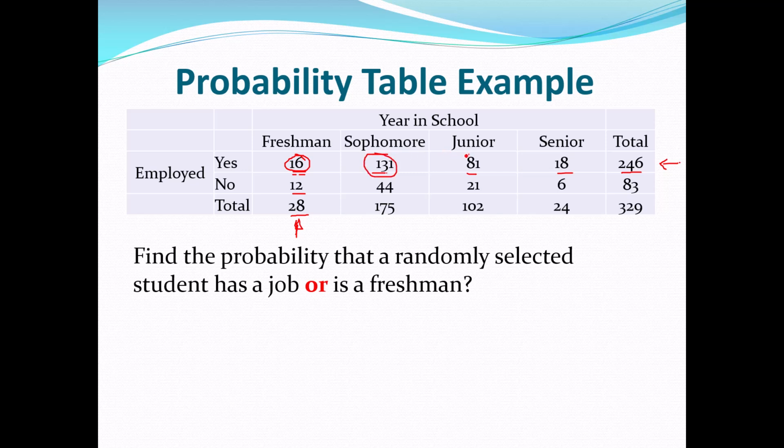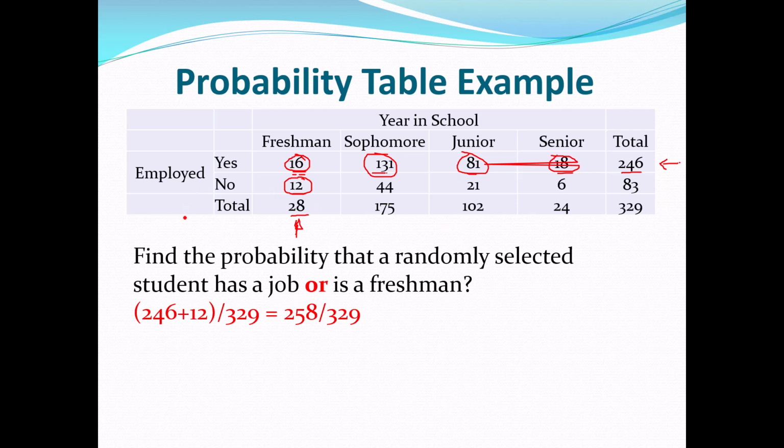I'm going to take these 246, and then I'm going to add those 12. That's how I did the math. 246 are the yeses. Then I'm going to look around for the other freshmen, the freshmen who are no's.